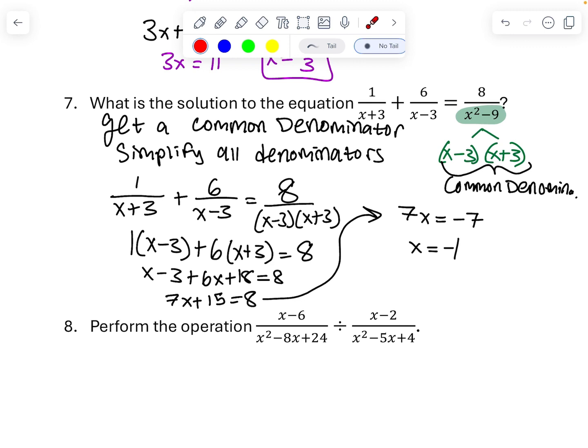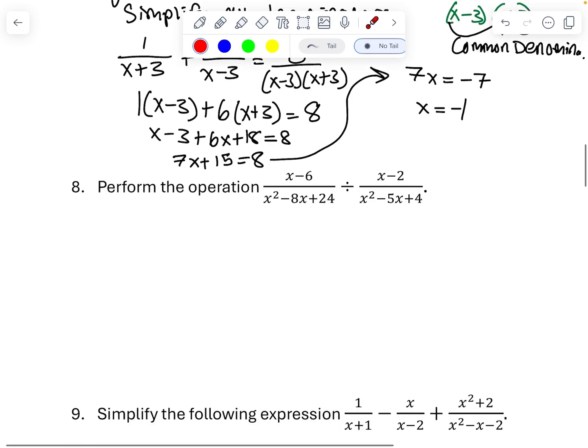So the main thing about solving rational equations is getting that common denominator. If you don't get the common denominator, you're going to have a world of trouble. But once we were able to get here, this is an Algebra 1 problem, and that is something that we definitely know how to do. So that is solving for rational equations.